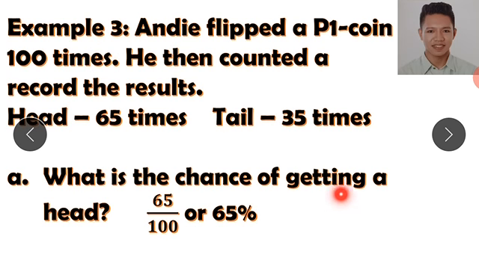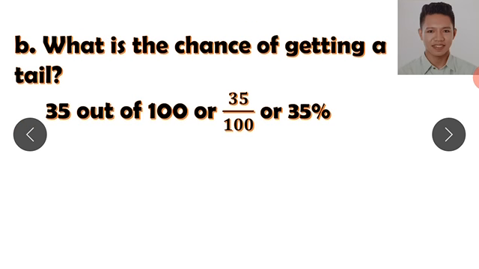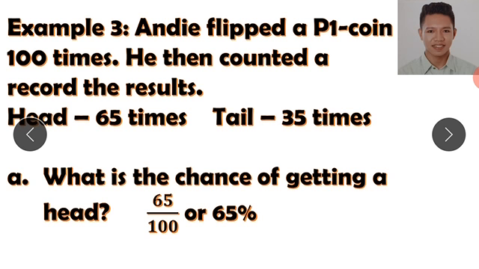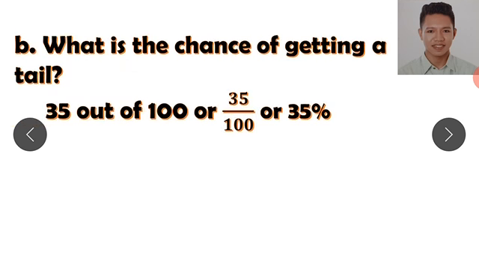So what is the chance of getting a head? Head, we have 65 times that it shows, and the number of trials is 100. So 65 over 100, or 65% chance. Next question, what is the chance of getting a tail? For tail it is 35 times. So 35 out of 100 trials, 35 over 100, or 35%.